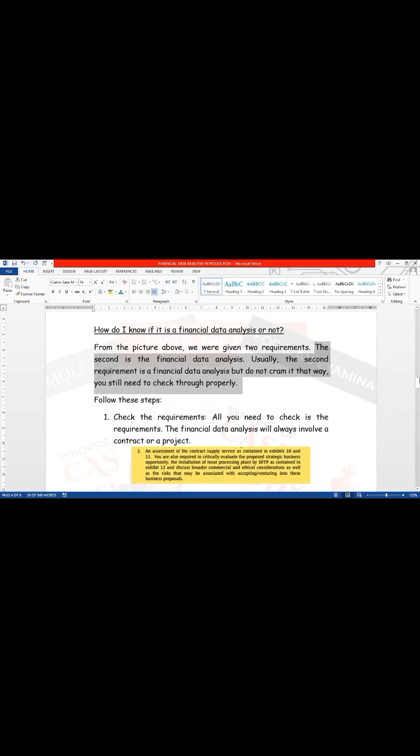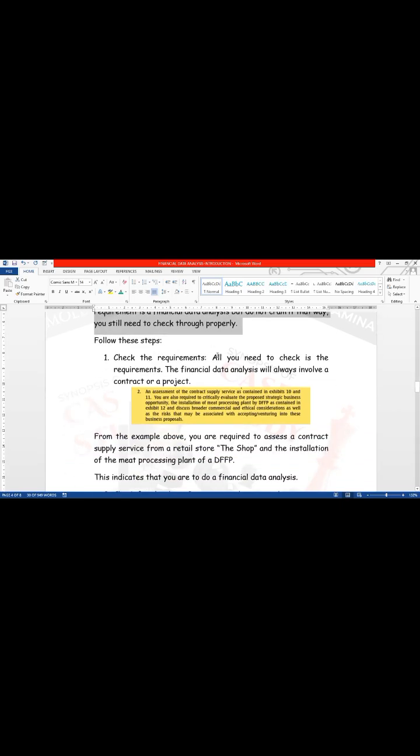So the first thing is to check the requirements. All you need to check is the requirements, basically. Is it talking about a contract? Is it talking about a project? Is it talking about a proposal? What is it really talking about? If it's talking about financial statements or management accounts, obviously this is a financial statement analysis, right? But if it's talking about a contract, a project, or a business proposal, then you definitely know it's a financial data analysis. Just like here, we have contract supply service and proposed strategic business opportunity, so it is definitely going to be a financial data analysis.